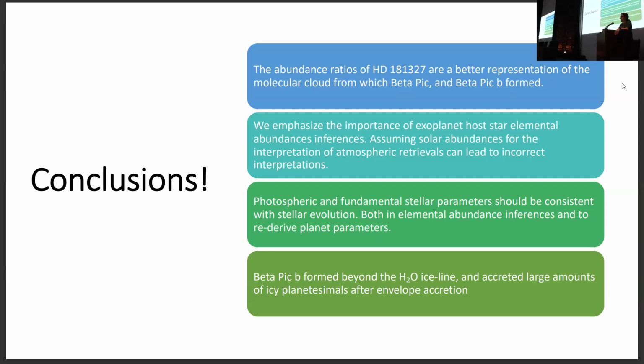Nice talk. I would like to know what kind of clouds you incorporate in your modeling to reproduce the NIRSpec spectrum that you show? Oh, I wasn't the one that made the planetary analysis, so I have to check the paper. I'm sorry, I don't have that in my head, but we can talk later. I can show you. Thank you.